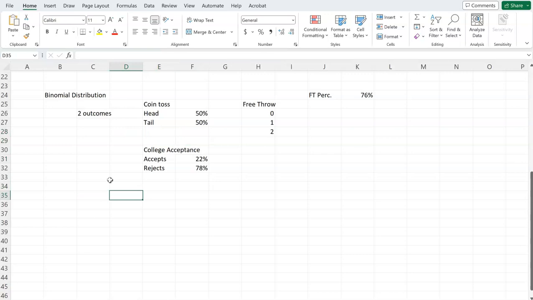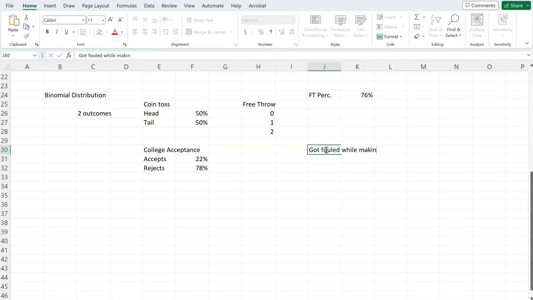Now the formula for binomial distribution is a little complicated, so I'm not going to show it here. I'm just going to show how you can implement it in Excel. So let's talk about free throws. Let's say the player got fouled while making a 3-point shot. If a player gets fouled at that point, they get 3 free throws.